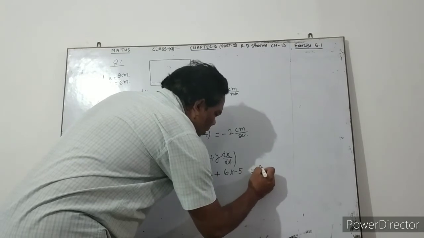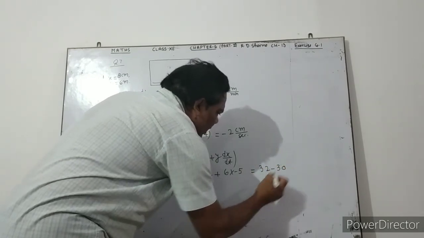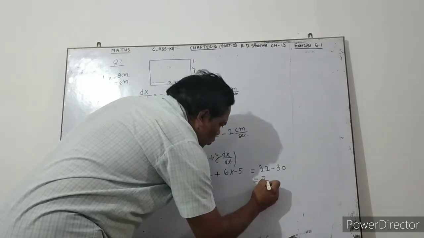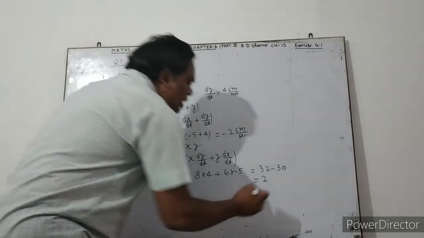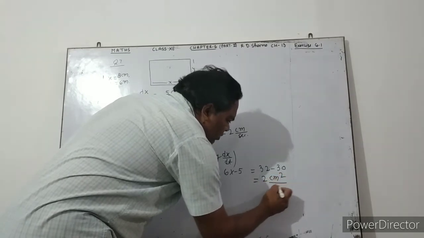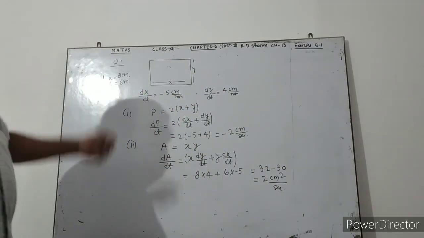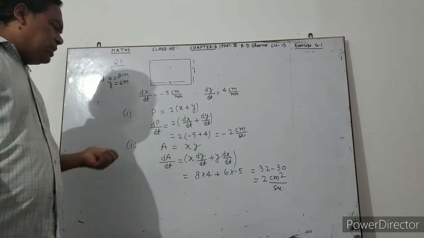Now this is 32 minus 15, and this is 2 centimeter square per second, the rate of change in the area. This is the answer.